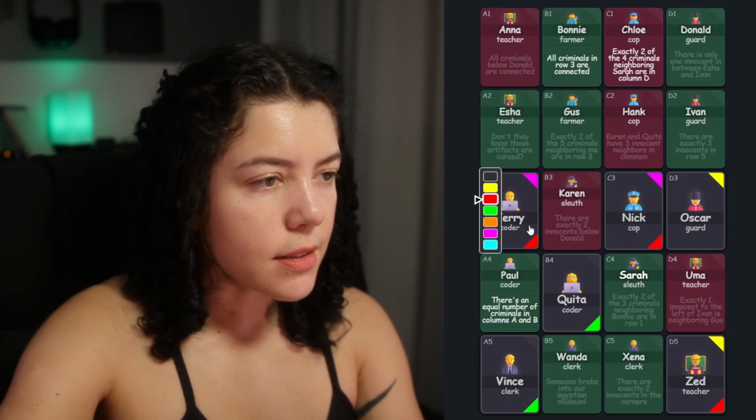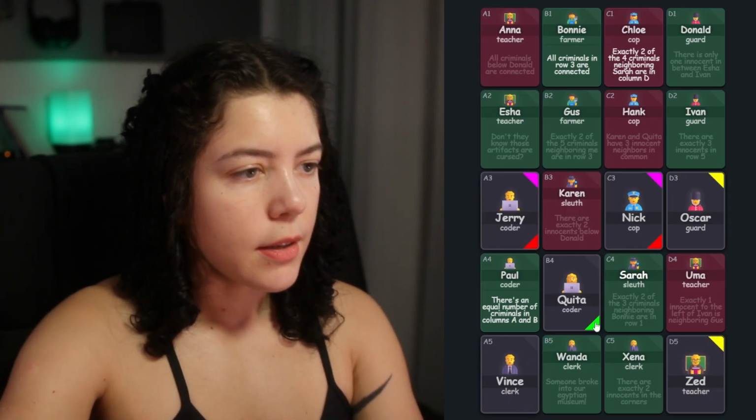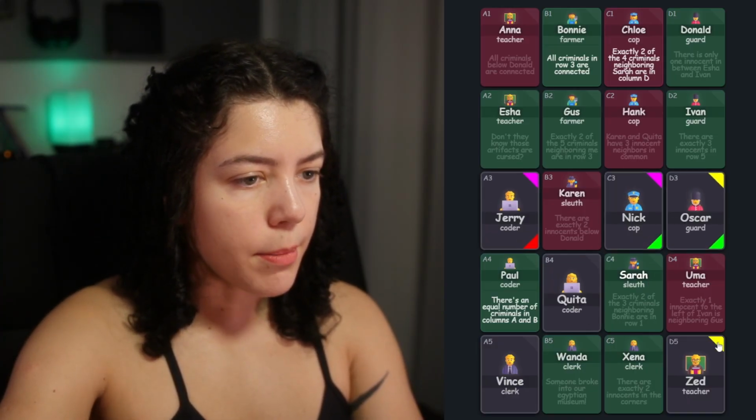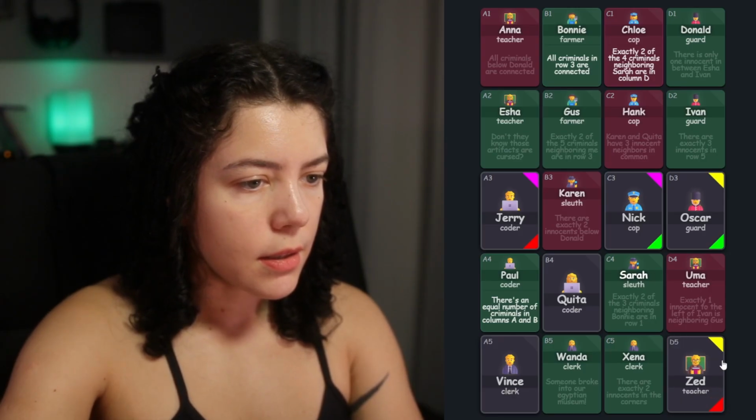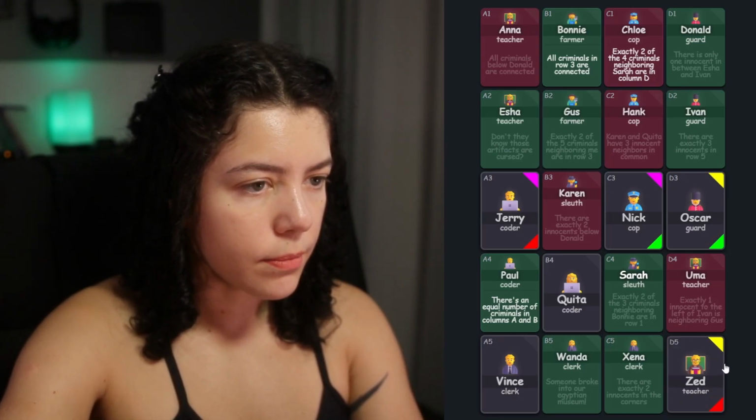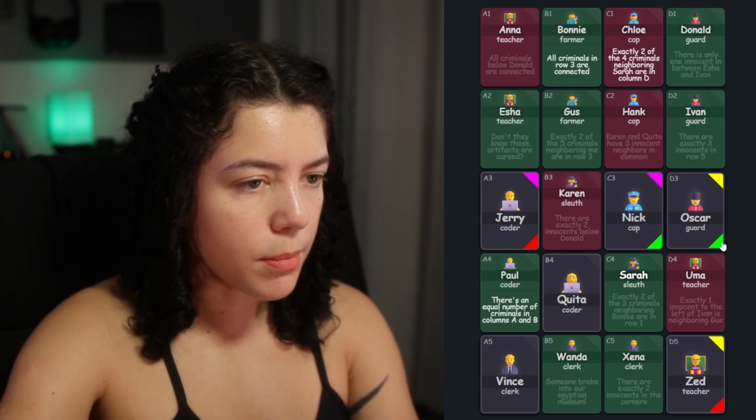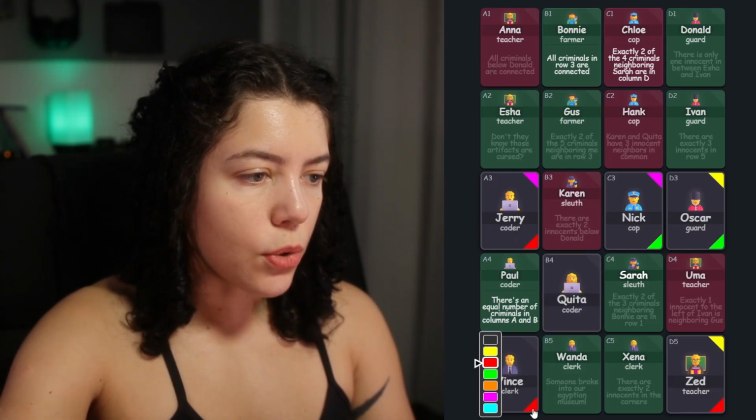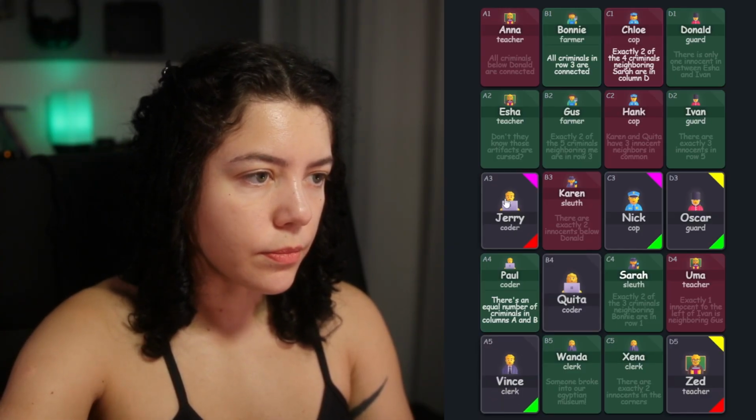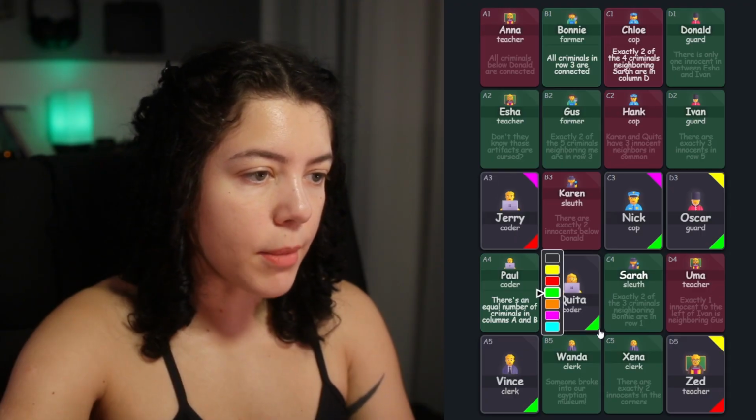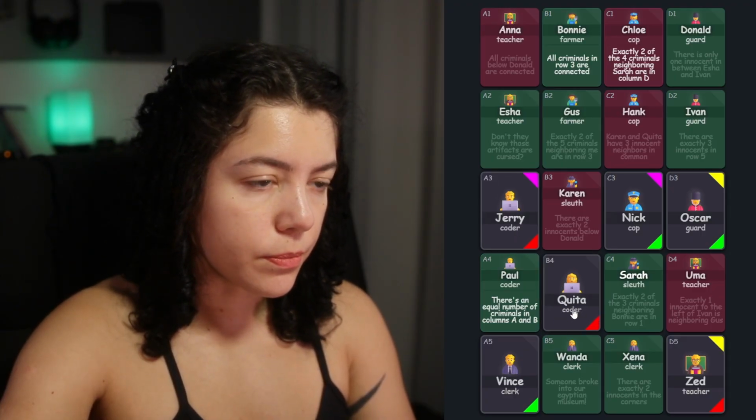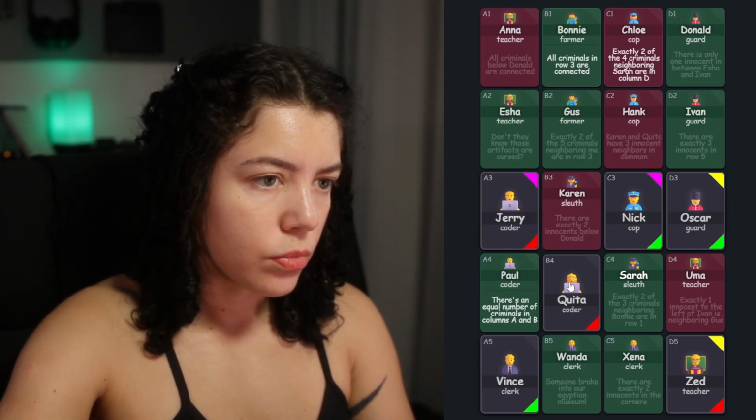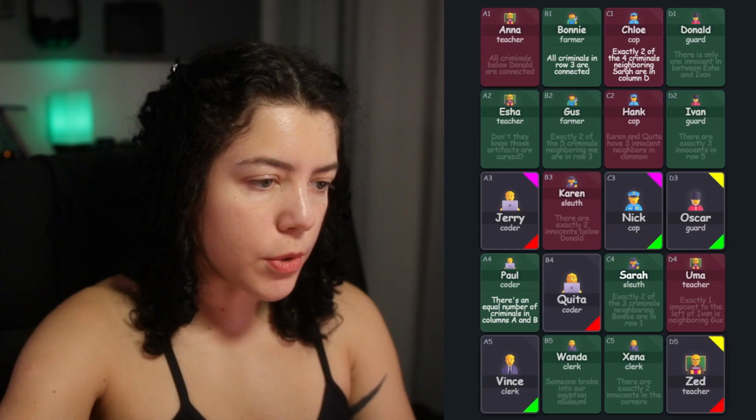But the thing is, I overlooked the fact that if Jerry is a criminal and Nick is an innocent, that makes Oscar an innocent and Zed a criminal, right? Because Oscar couldn't be a criminal if Nick is an innocent. So there's a second criminal in column A, and that will make Kita have to be a criminal. So this works. 2 and 2. And Sarah has 4 criminals.